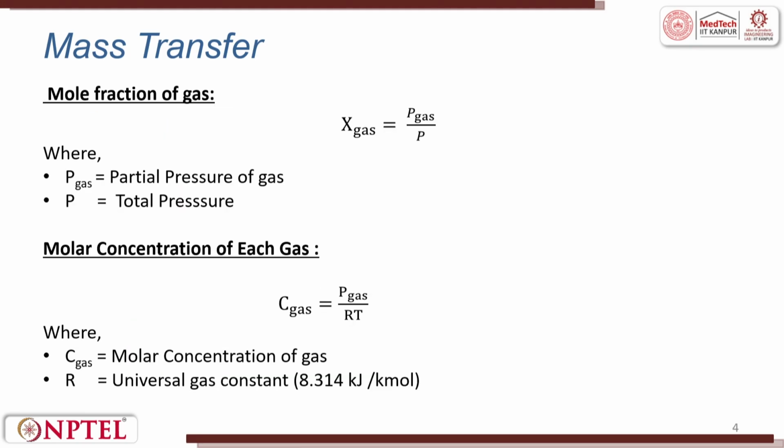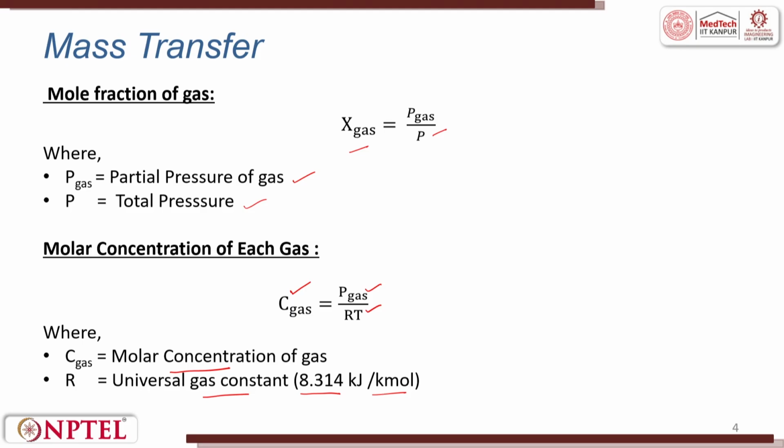Now, mole fraction of gas is given by X gas is equal to P gas by P, where P gas is partial pressure of the gas, P is the total pressure. Molar concentration of each gas: C gas is molar concentration of gas, which is equal to P gas by RT. This we saw in the gas law, it is taken from that only, where R is universal gas constant, whose value is 8.314 kilojoules per kilomole Kelvin.